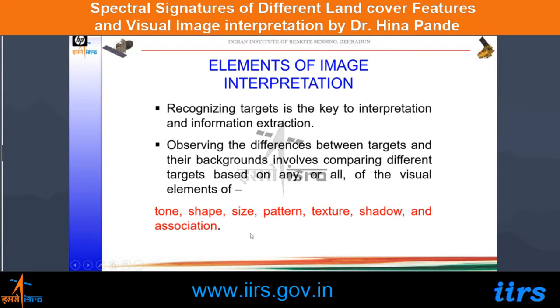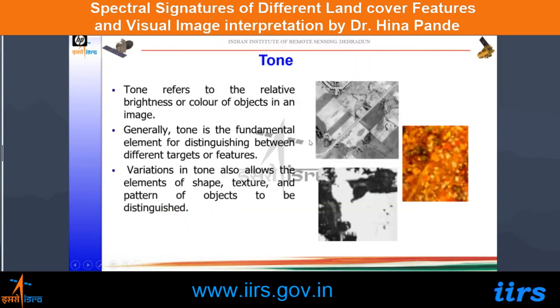Now, tone refers to the relative brightness or color of objects in the image, which means that if you see here, this is bright tone, a bright shade that we see here. As soon as this tone changes into another tone, we see a boundary.